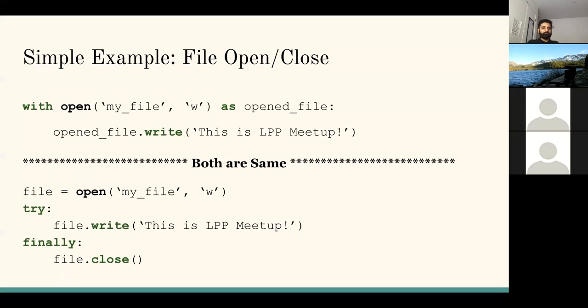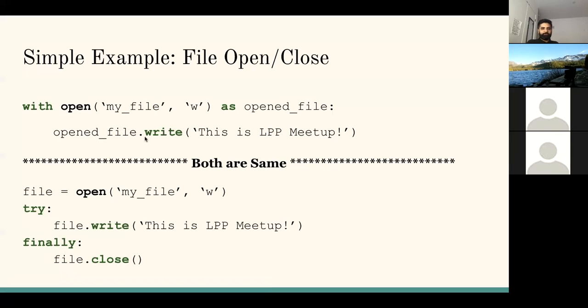And if you don't want to use this try and finally approach, you can use something very simple: a context manager, using the with statement. In the scenario you can see in the first code block, it says with open, then the file name, then comma, mode, as open file, and open file.write. Now if you see here what you're trying to do, the code block that you actually want to execute is this file.write.